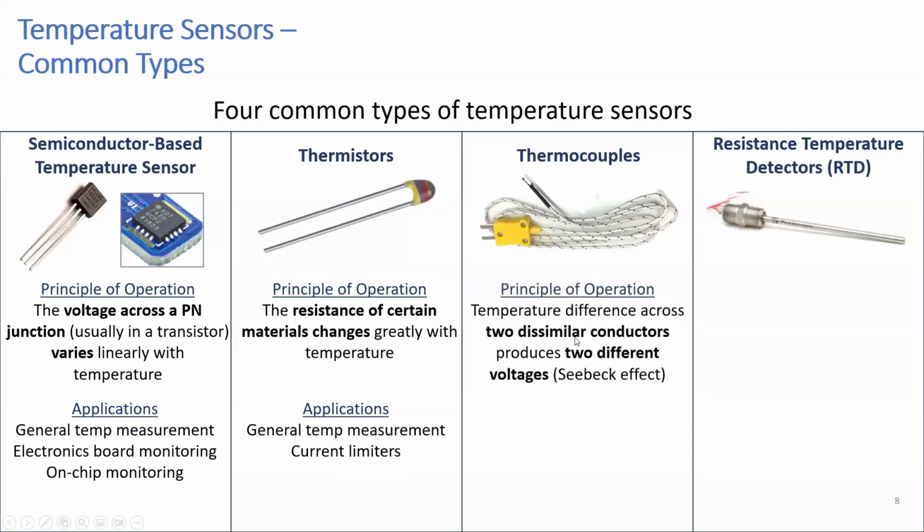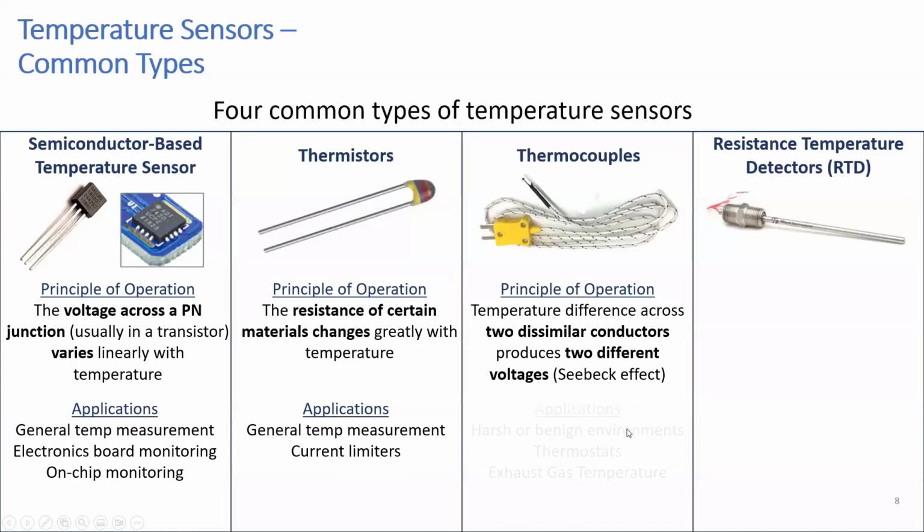Thermocouples work a little differently. They work on this principle: the temperature difference across two dissimilar conductors, meaning two different metals, produces two different voltages. The voltage across those conductors, when there are different temperatures on each end, I'll show you, are two different voltages. You could take that voltage difference and figure out the temperature. And that's called the Seebeck effect.